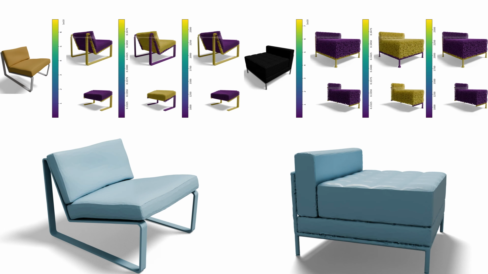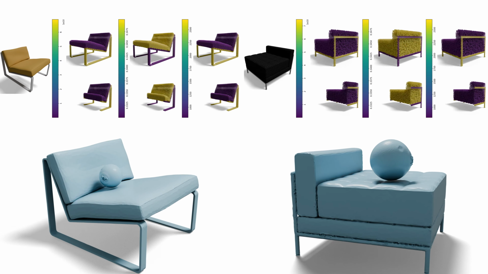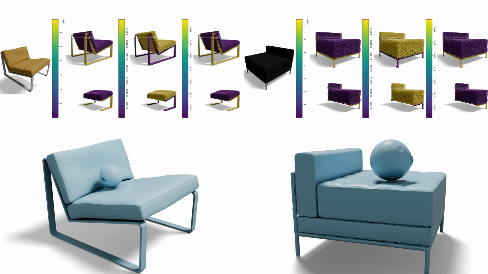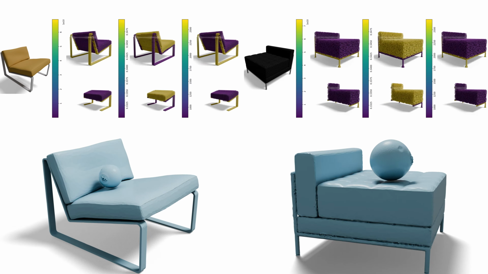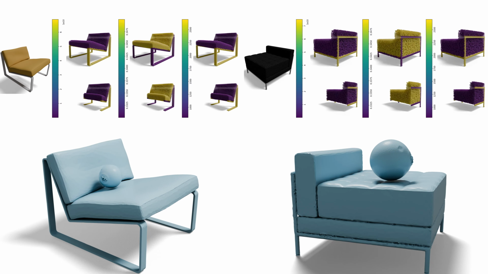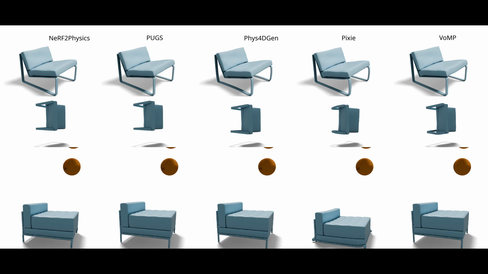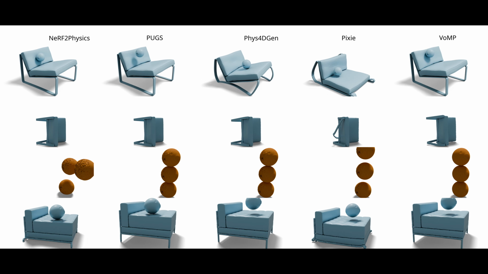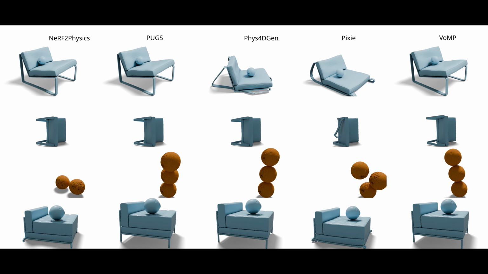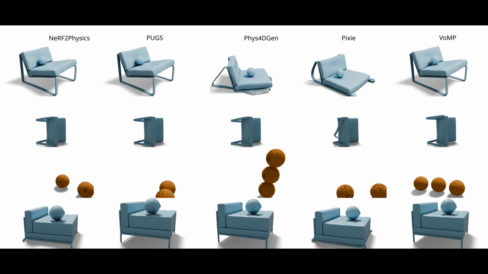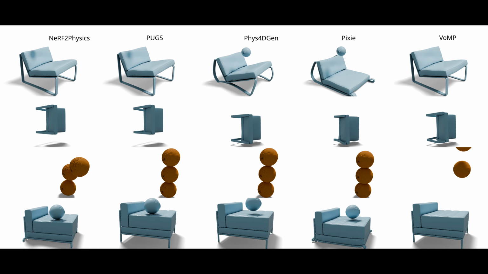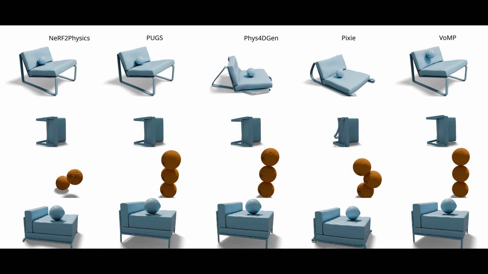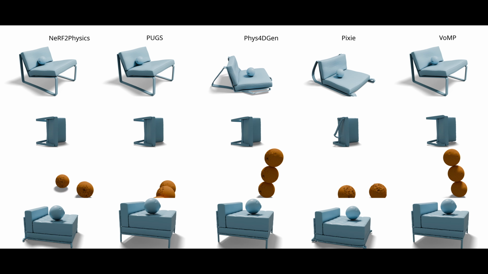We show a bowling ball falling on top of an armchair and a bed, simulated with a FEM simulator. Again, the material fields estimated by VoMP make the simulations look very realistic. We compare our FEM simulations with other baseline methods. We find that for objects like chairs or beds, models often are unable to assign valid materials, leading to the object collapsing under gravity when simulated.